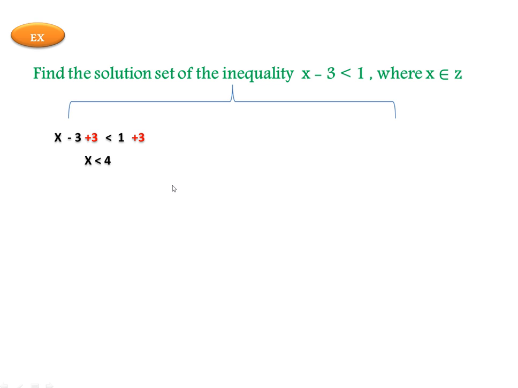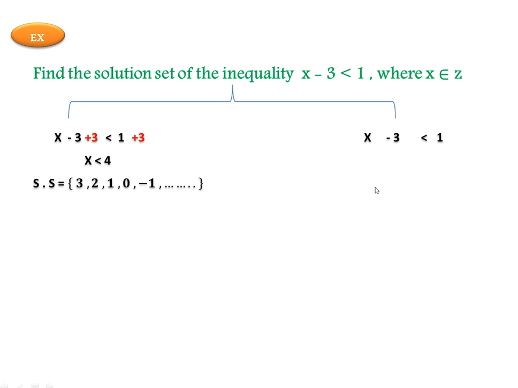Then any number less than 4 in Z satisfies the inequality. The solution set will be 3, 2, 1, 0, negative 1, and so on. All these numbers, the set of these numbers, satisfy the inequality.